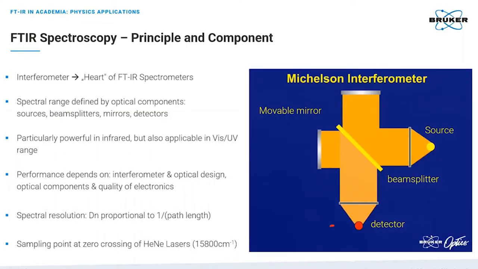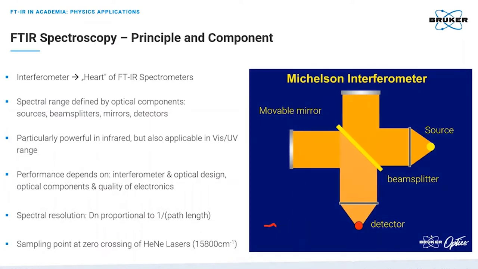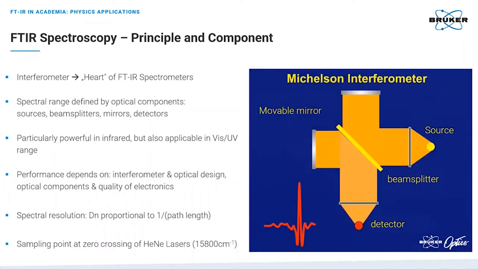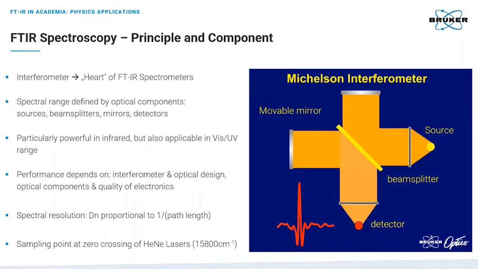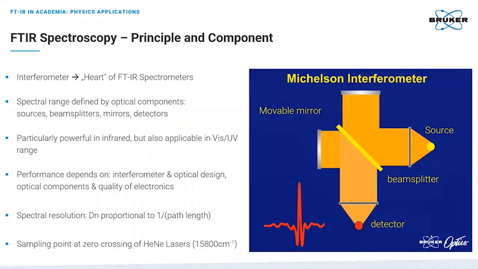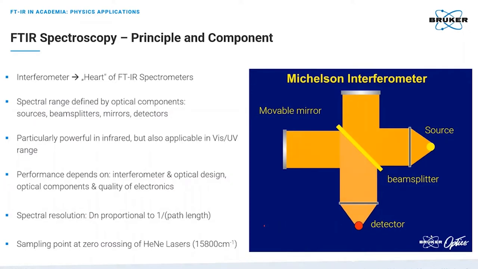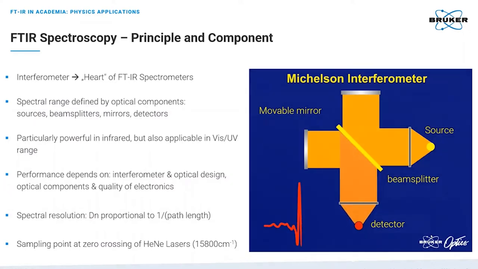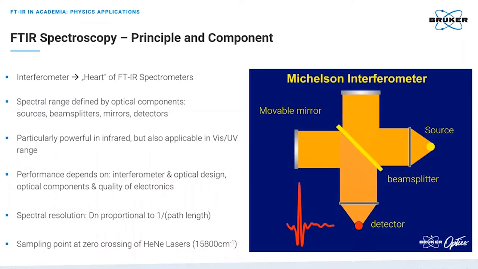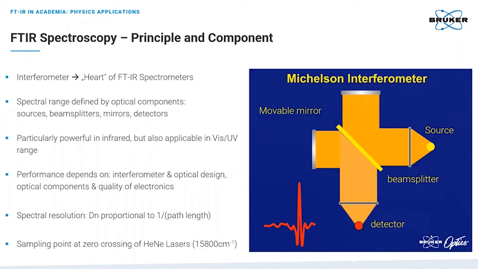Thank you very much, Simon, for the introduction. First of all, to understand the principle, the benefits and the handling of FTIR, and especially time-resolved methods, TRS in short, I would like to explain or repeat the basic principle and the main components of the FTIR technique. The heart of a FTIR spectrometer is the interferometer. The interferometer consists of the following parts.